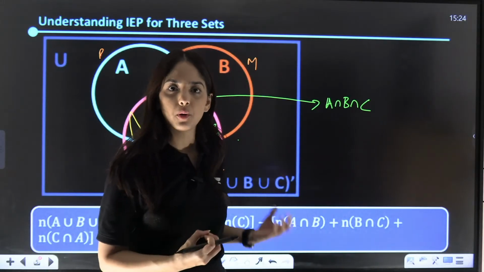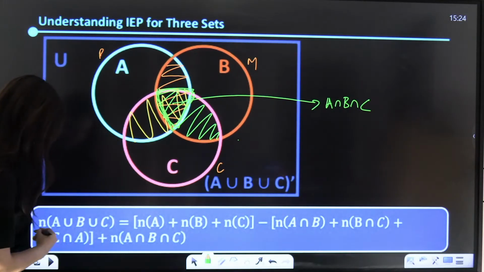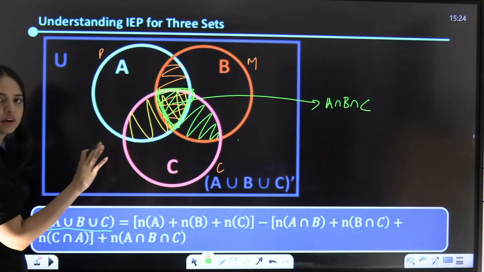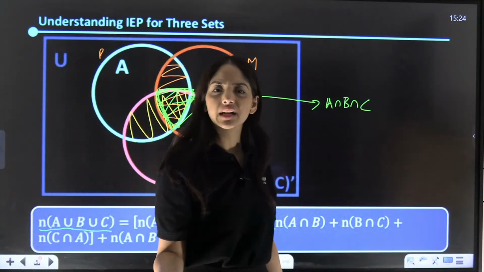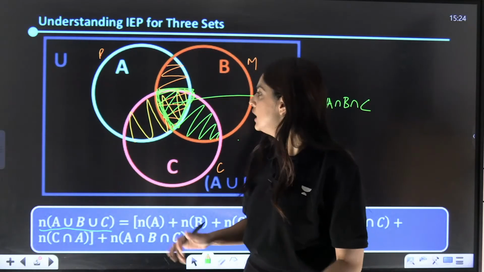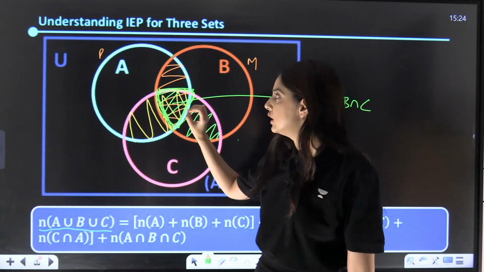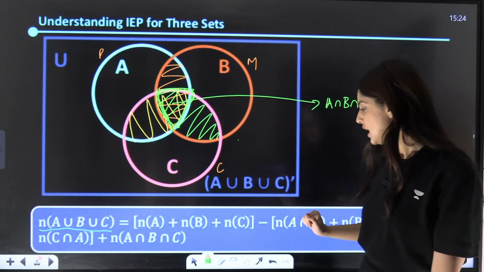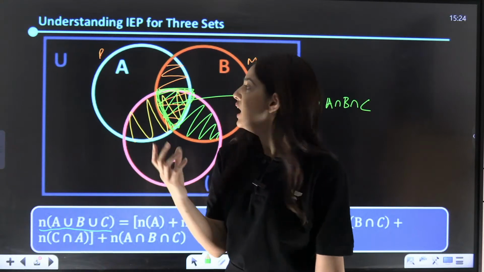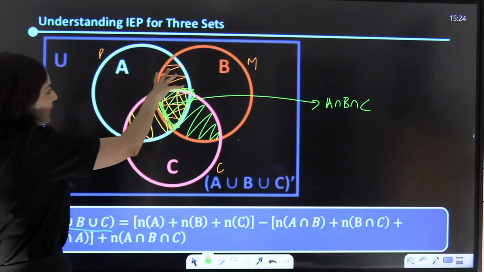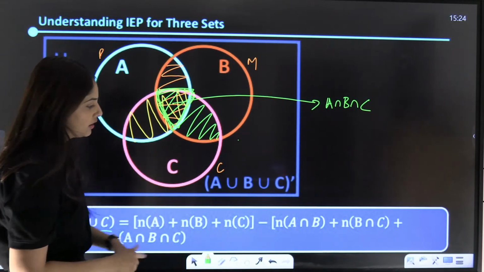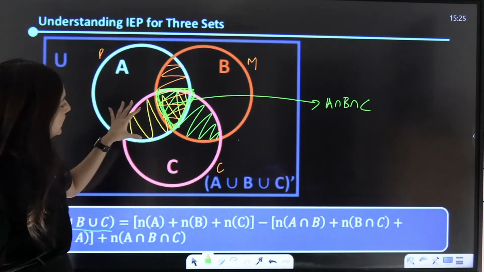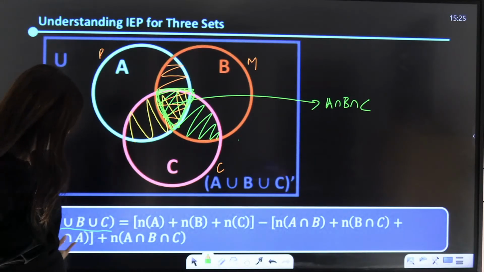Now coming back to our problem, we need to calculate A union B union C. That is, it should be there in at least one of them. How many such elements do we have that are there in at least one of them? Now, just like before, we count all the elements of A, all the elements of B, all the elements of C. Okay, now just like before, I counted A intersection B twice, so I'll remove that. I counted B intersection C twice, I'll also remove that. And I counted A intersection C twice, I will also remove that.